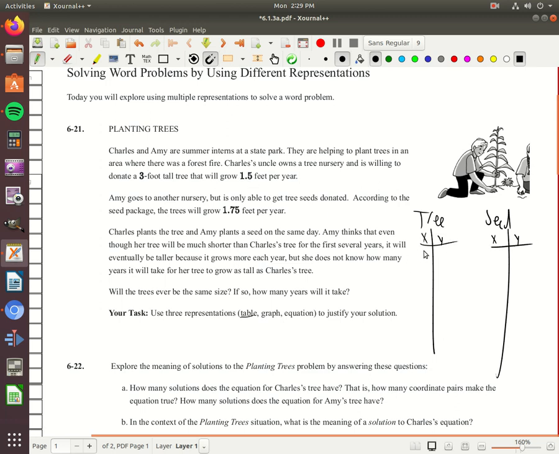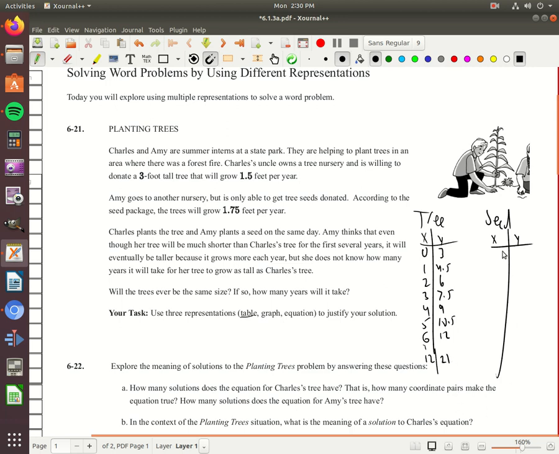So this one starts at 3 feet, and then it goes to 4.5, and then it goes to 6, and then 7.5, and then 9, and then 10.5, and then 12. And then I'm going to jump down, and in 12 years, this thing would be 12, 18, 21 feet tall, I think.